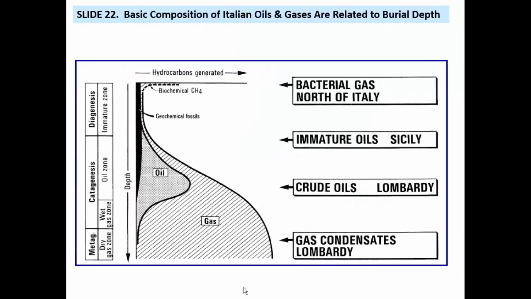Here's the same thing put in a regular diagram. Hydrocarbon generation goes this way, depth going down through here. You start out with CH4 up here, which is mainly biogenic, and you go through the geochemical zone down here, oil down through here, and then eventually into gas. You see this is the bacterial gas in northern Italy. Immature oils in Sicily are here. Crude oils in Lombardy, which are better oils. And gas condensate is also in Lombardy.